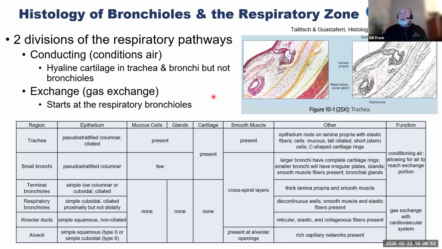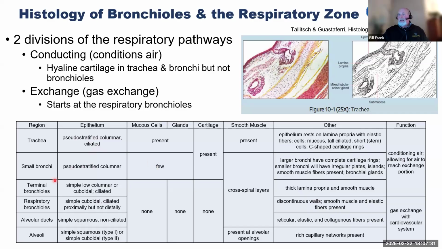So going through the histology of the respiratory pathways between the conducting air system and the respiratory or gas exchange system, we'll see different characteristics from trachea to small bronchi to terminal bronchioles, respiratory bronchioles, alveolar ducts, and alveoli. The main thing I want to point out here is that the trachea and small bronchi are lined with pseudostratified columnar ciliated epithelium. They're going to have mucus glands present.